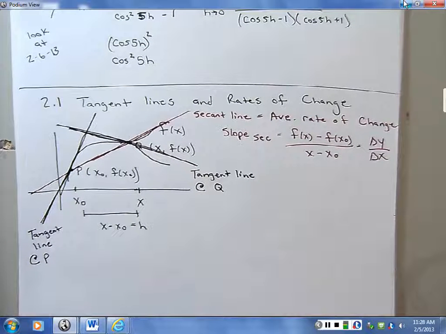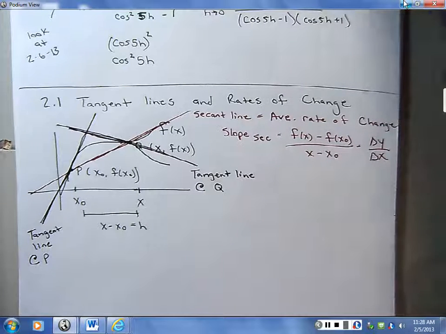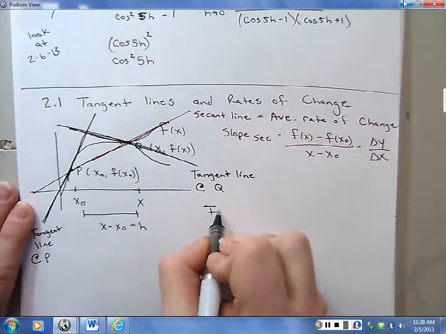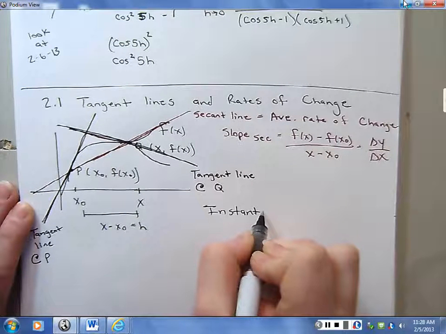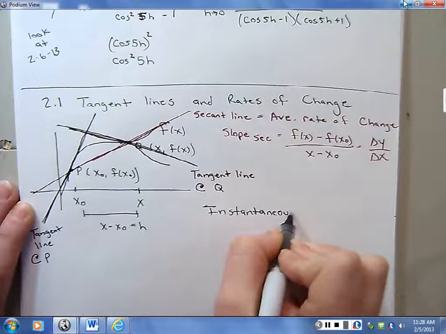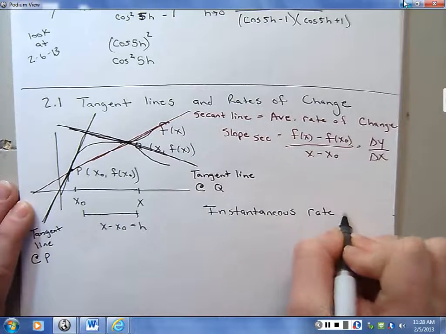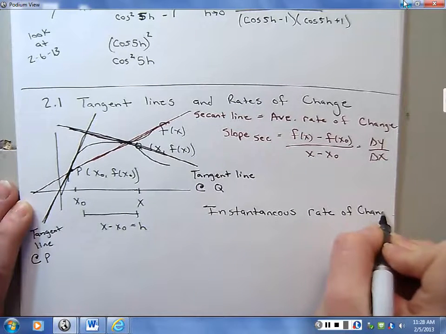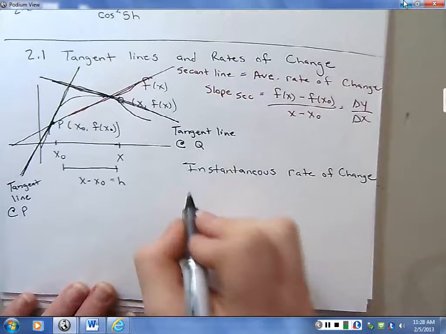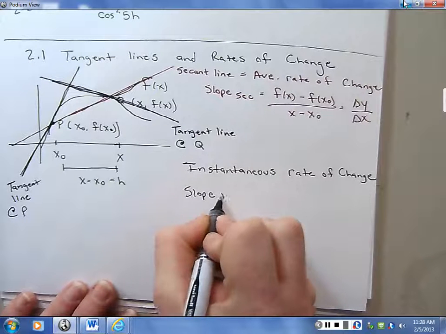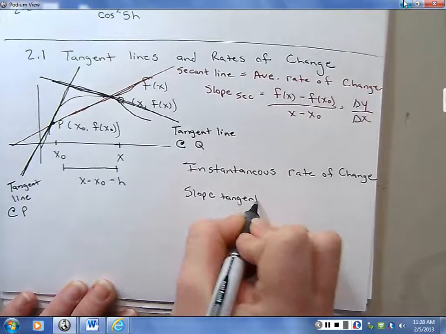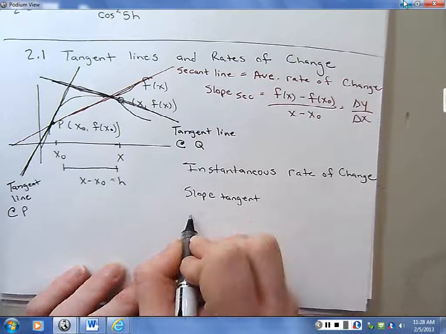So there's kind of a lot going on in this graph, right? Do you understand the difference between the average rate of change and the instantaneous rate of change? Instantaneous rate of change is where the calculus comes in. And so that's going to be the slope of the tangent line. The slope of the tangent line is going to be the limit.